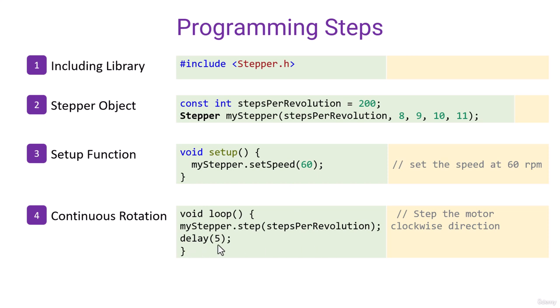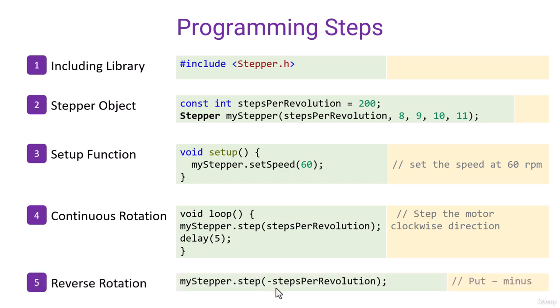Now if you want to make an anti-clockwise rotation, you just need to put a minus sign here. Putting the minus sign here will make the motor rotate anti-clockwise. I hope you got the idea.